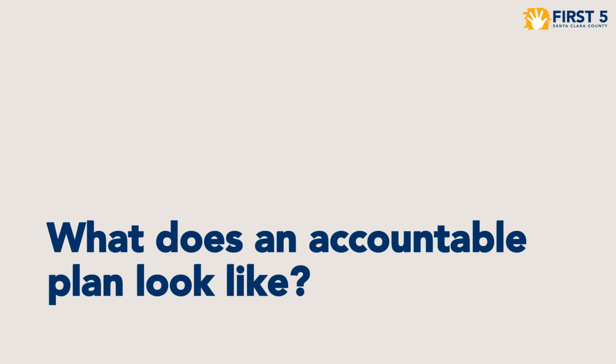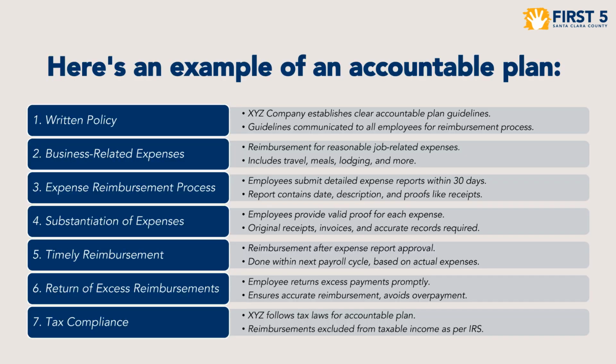What does an accountable plan look like? In the example shown here, you can see the different components of the accountable plan: the written policy, business-related expenses, the expense reimbursement process, substantiation of expenses, timely reimbursement, returning excess reimbursements, and tax compliance. Let's look at each of these.